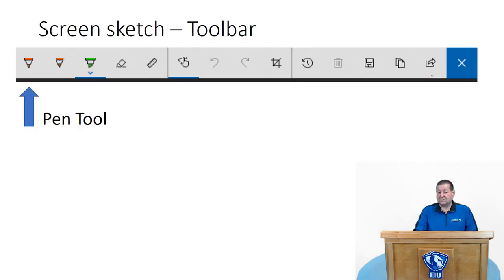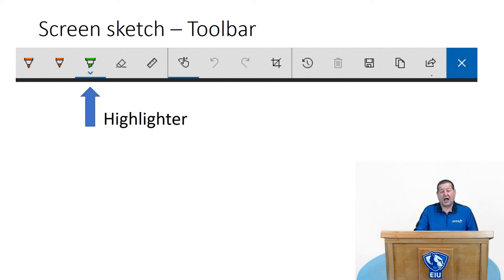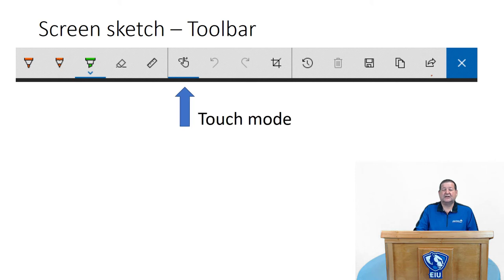So let's quickly go over the toolbar. These are pretty self-explanatory, but just to let you know what's available, of course we have a pen tool, we also have a pencil tool, a highlighter, an eraser, a ruler to draw straight lines. Now, the touch mode is very important. If you have a touch screen, you have to have this highlighted. And if you look, you can see a little line underneath the touch mode icon in order to use your finger to draw on a touch screen.